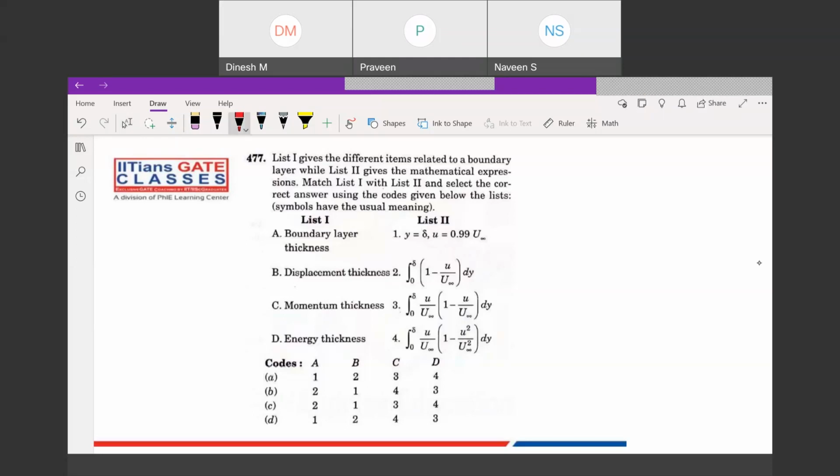It is boundary layer thickness, y equals delta, u equals 0.9 u infinity. Displacement thickness, this only. Momentum thickness, you multiply u by u infinity here, and then you multiply u by u infinity again here, and it will give you energy thickness. So all are corresponding only. So 1, 2, 3, 4, option A.